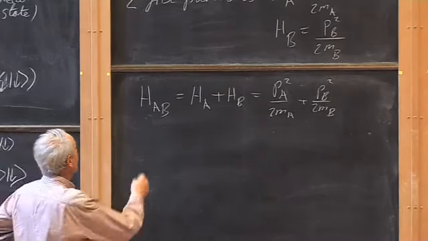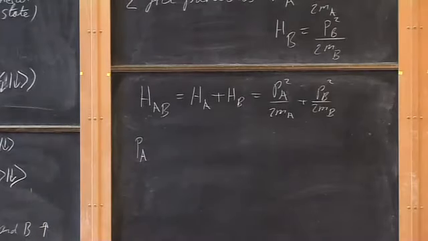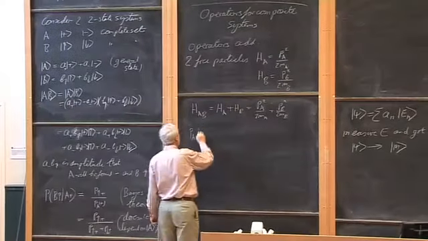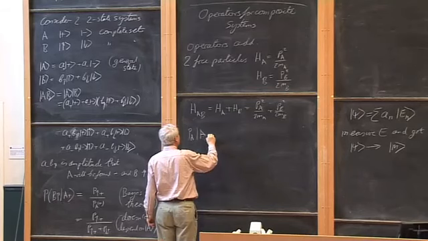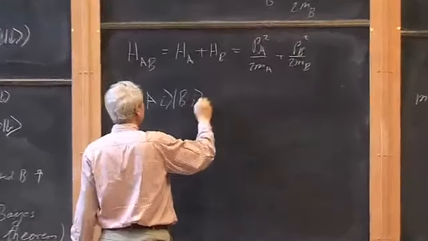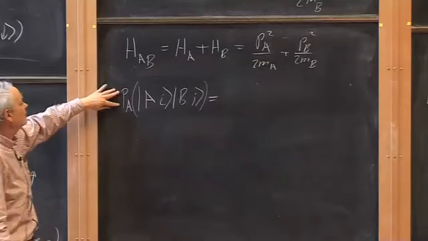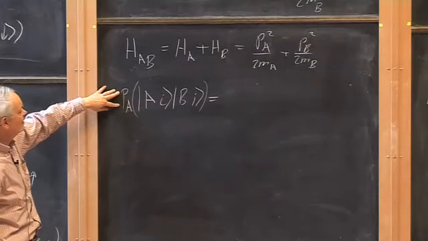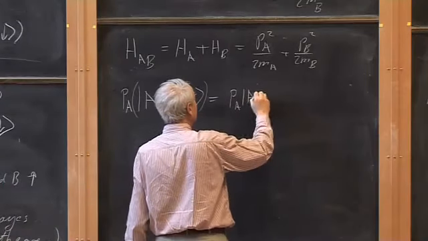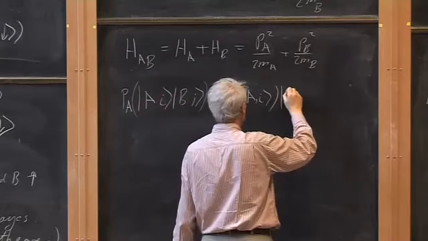We now need to explain how an operator PA operates on one of these states. So when PA hits |A_i, B_j>, this is a state of the combined system, and this is an operator which has to operate on the state of the combined system. And what does it do? It produces PA operating on |A_i>, which is a well-defined state of A, symbolically times |B_j>.